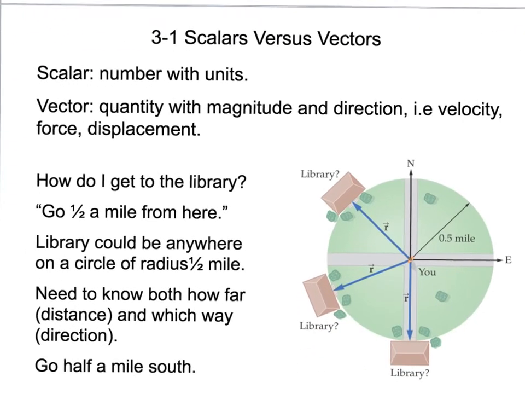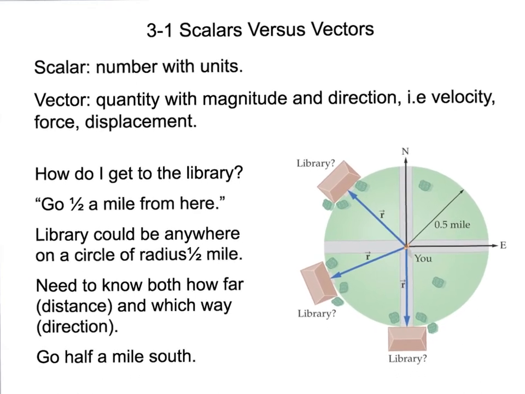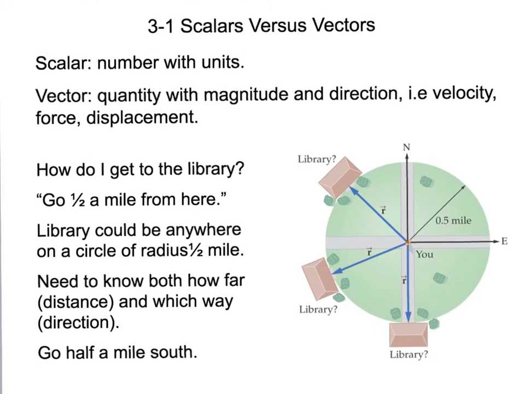So again, the scalar is the number with units, and I'm getting pretty redundant in that. The scalar is the number with the units, and it's also the letter without the arrowhead. The vector is the quantity with magnitude and direction, so that's the one with the arrowhead on it. And the vector answers the question, again, how do I get to the library?